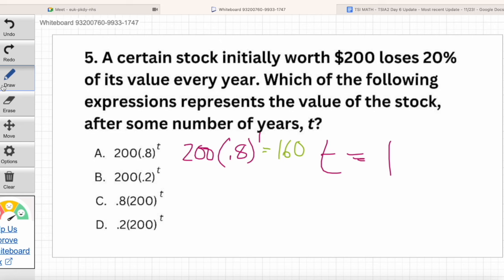Let's plug into answer choice B. It's the same theory, similar here. It's going to be 200 times 0.2 to the power of one, which is 200 times 0.2. But what does that equal? 40. Do you think that's the value of the stock after 1 year? No way. That's way too small. Is that clear, Bailey? Yes.